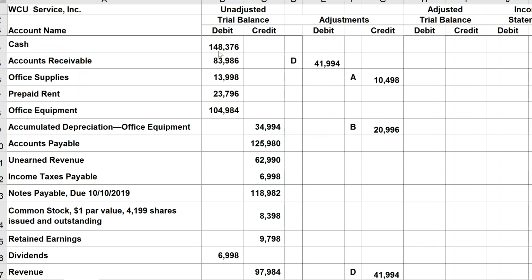So cash, note we have a debit balance. There's no adjustments to be made. So I'm simply going to take the debit balance and place it in the adjusted trial balance column.